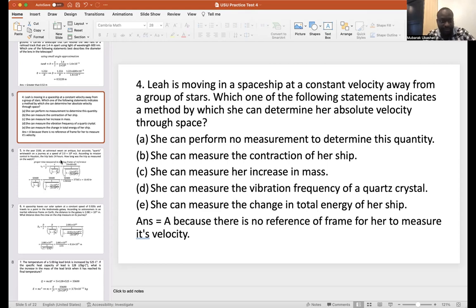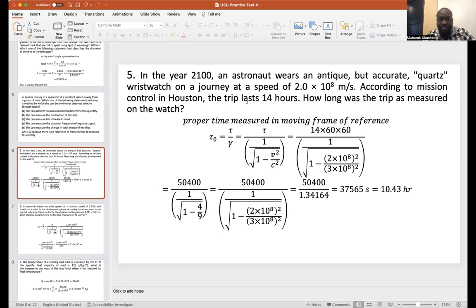So the correct answer is A for this case. Number 5: in the year 2100, an astronaut wears an antique but accurate quartz wristwatch on a journey at a speed of 2 times 10 to the 8 meters per second. According to mission control in Houston, the trip lasts 14 hours. How long was the trip as measured on the watch?